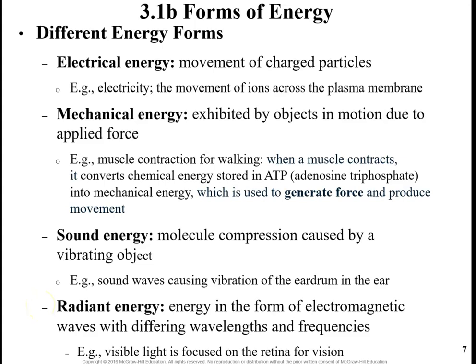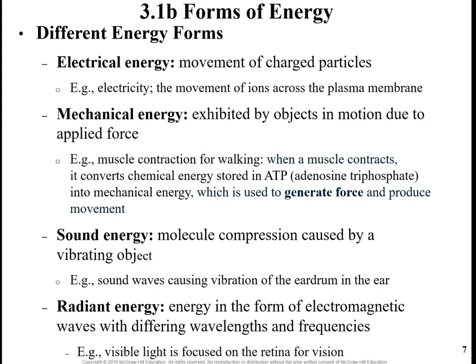Just some different energy forms here to be aware of that your book defines. Electrical energy, this is the movement of charged particles. So like the example we saw a moment ago, the movement of ions across the plasma membrane is an example of electrical energy. So is, of course, electricity.